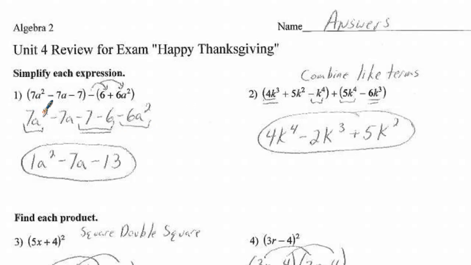If you take a look at this first one, when you have a subtraction, you have to remember you're subtracting the entire quantity. So to eliminate the parentheses, just change everything to its opposite. So if you notice here, I have this positive 6, now it's a negative 6. This positive 6a squared is a negative 6a squared. When you eliminate the parentheses, you combine like terms. Definition of a like term: same variable, same exponent. So 7a squared minus 6a squared gives you 1a squared. And then this minus 7a, all by itself, I just bring it down, and I can combine my numbers, and I get negative 13. So this is in standard form, and that's all you can do with this problem.